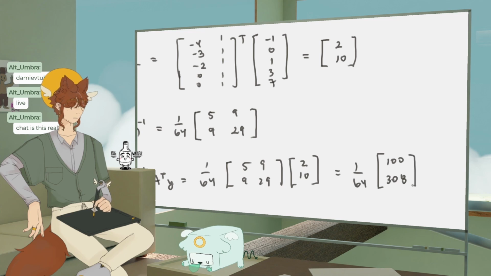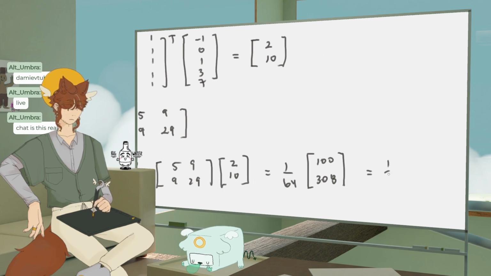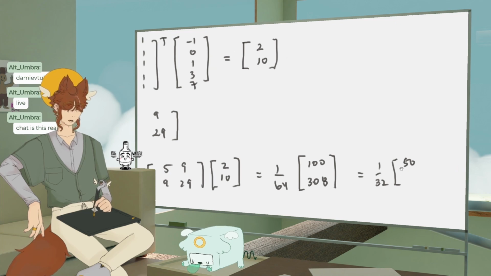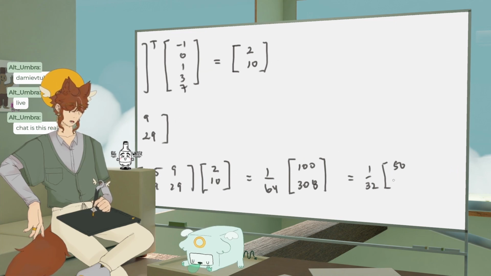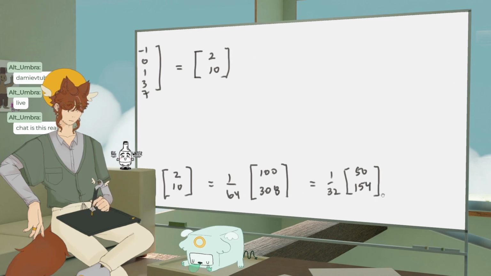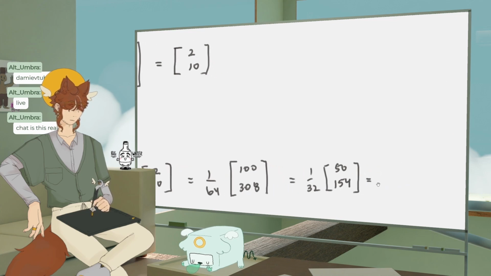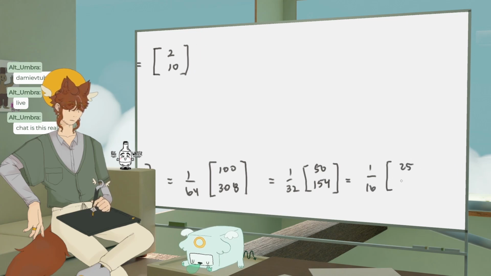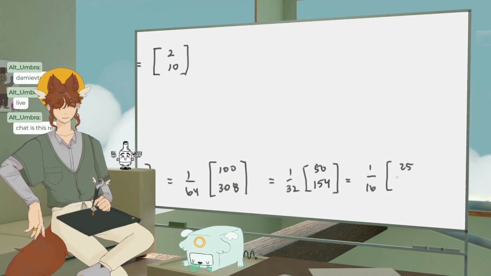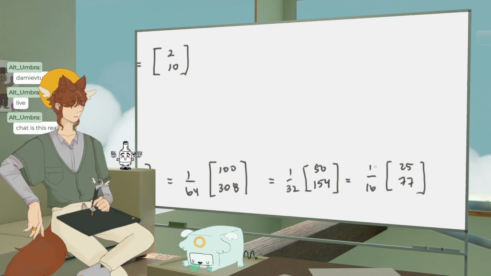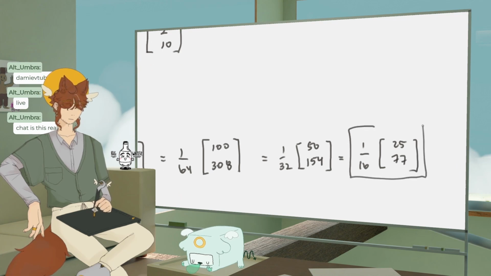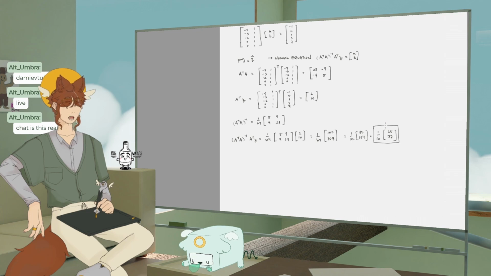I think we can pull out some stuff. Let's see. So if we do a 2, it'll be 1 over 32, 50, and 308, 154? Can I divide this by 2 again? I can. 1 over 16, 25, and let's see, 50 plus 25, 75, 77? I think we've exhausted our stuff. But we can check, so let's see.